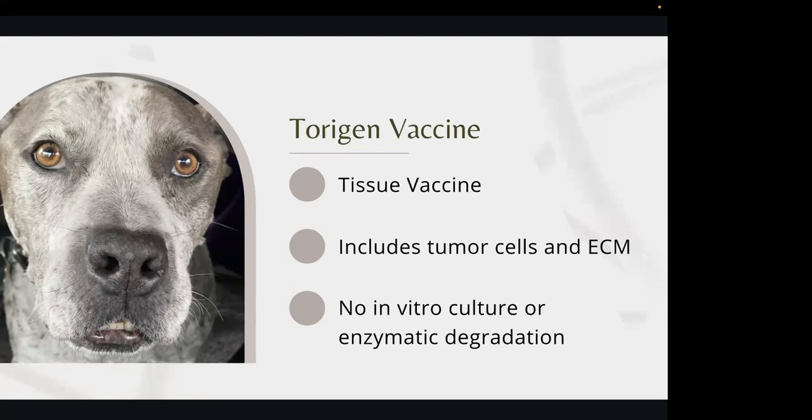So Torsion is the company that I use. They make a tissue vaccine. It includes the tumor cells, it includes the extracellular matrix, and they are very proud of the fact that they do not use in vitro culture or enzymatic degradation. Their scientists feel that this can interfere with the immune system's ability to recognize those tumor cells.